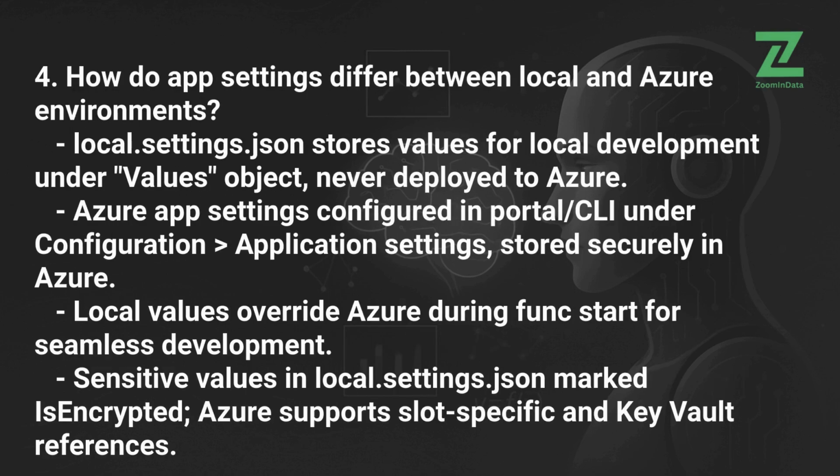4. How do app settings differ between local and Azure environments? local.settings.json stores values for local development under the Values object, and is never deployed to Azure. Azure app settings are configured in the portal or CLI under Configuration, Application settings, and are stored securely in Azure. Local values override Azure during func start for seamless development. Sensitive values in local.settings.json can be marked as encrypted. Azure supports slot-specific settings and Key Vault references.